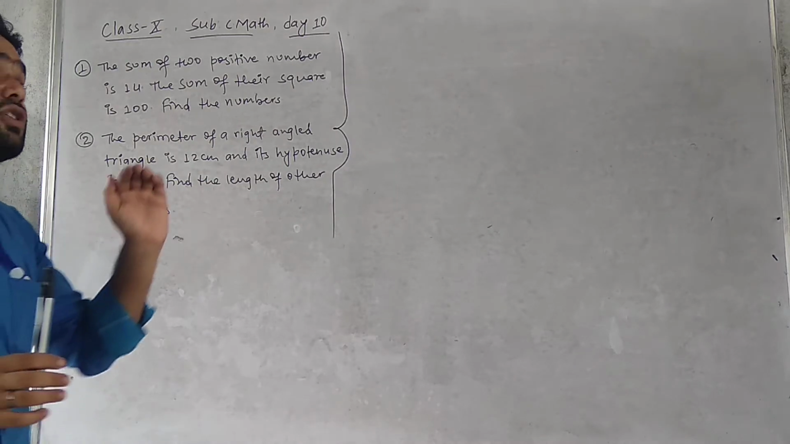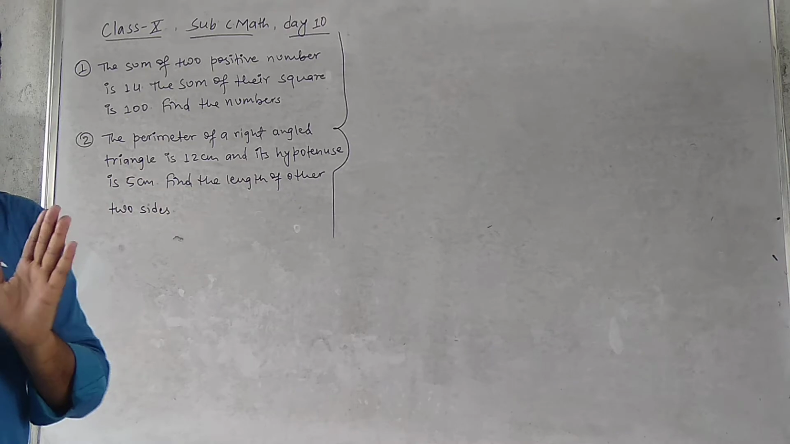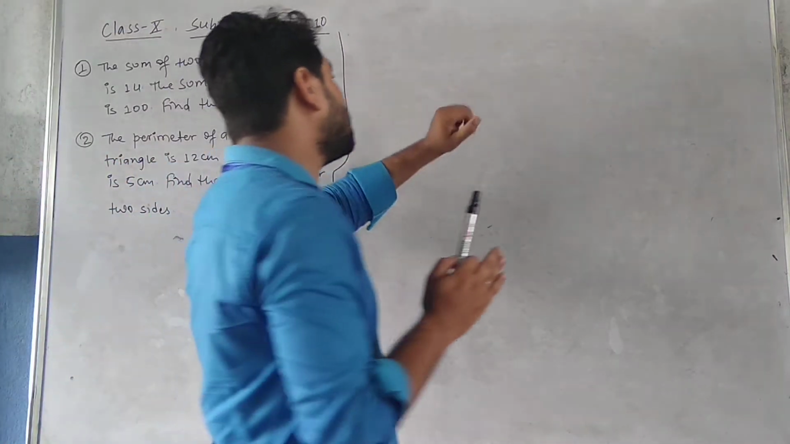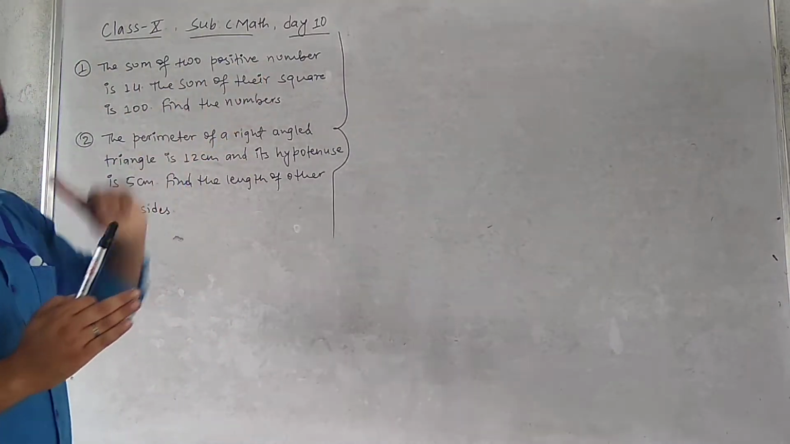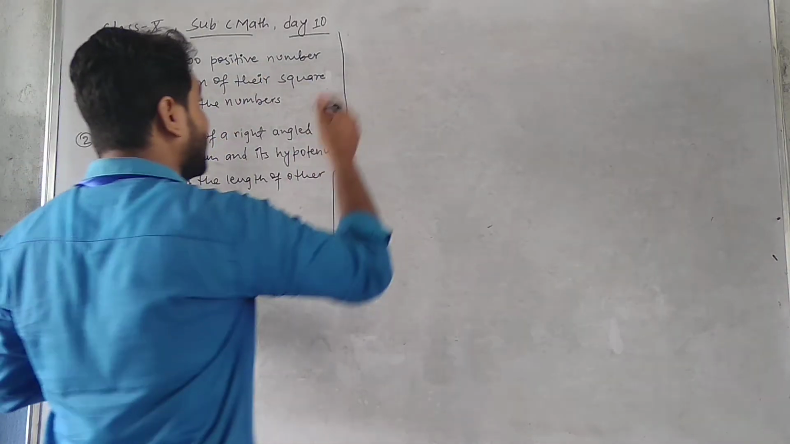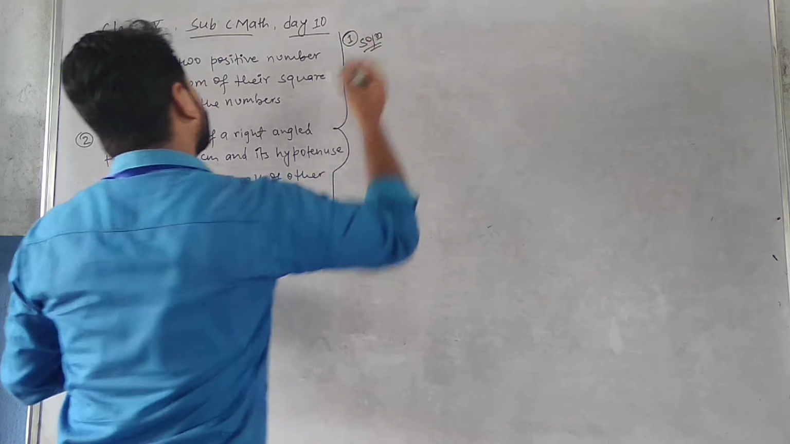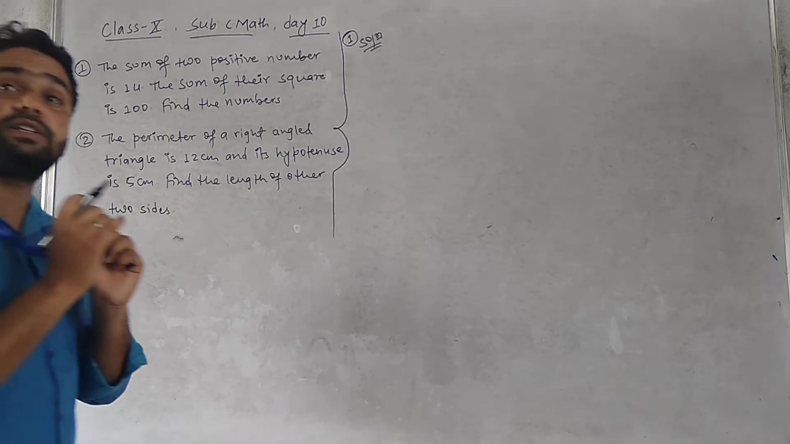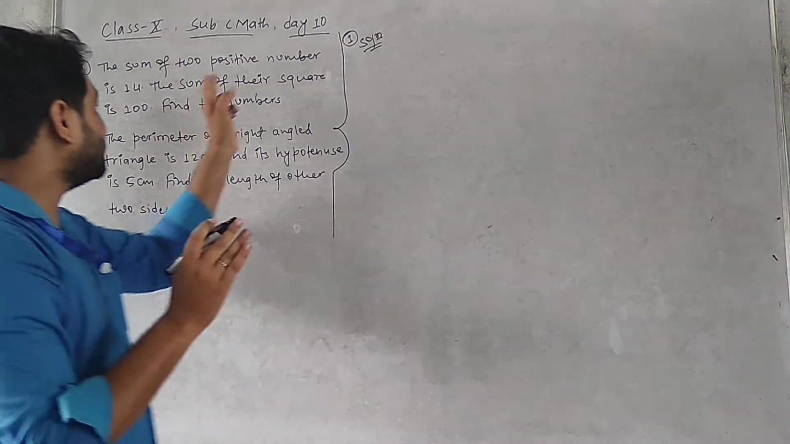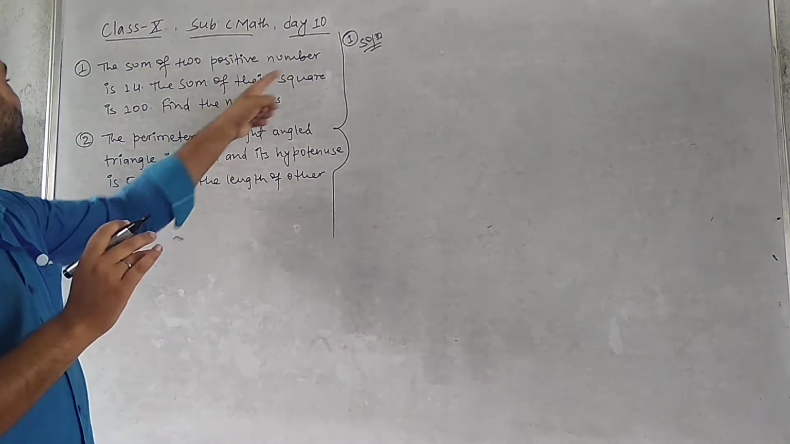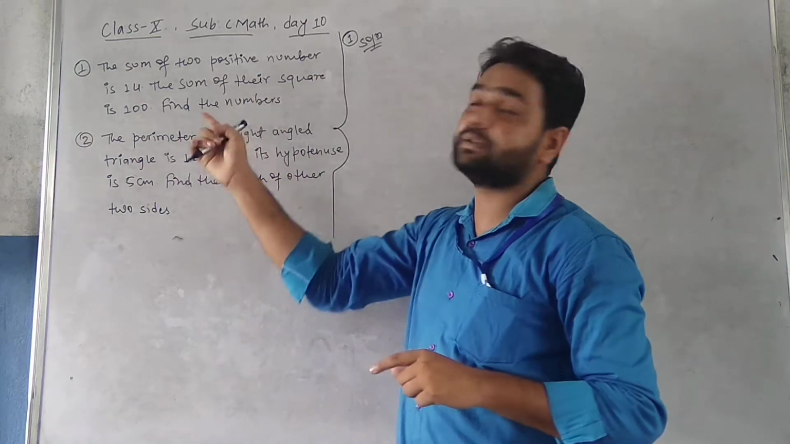It is said that one number is x and the other might be y. It is not said that they are consecutive. If it is said that they are consecutive, then we are going to get x and x plus 1. But if it is said just two numbers, then we take x and y. Here the word consecutive is not there, that's why we relate the two numbers as x and y.